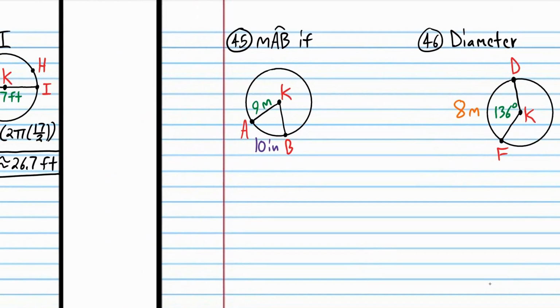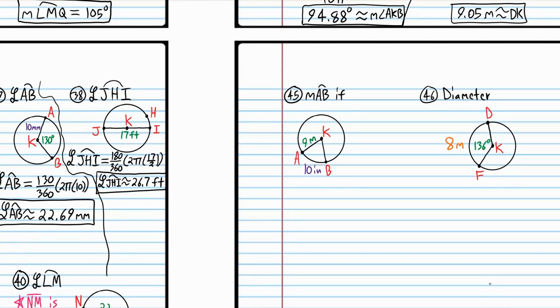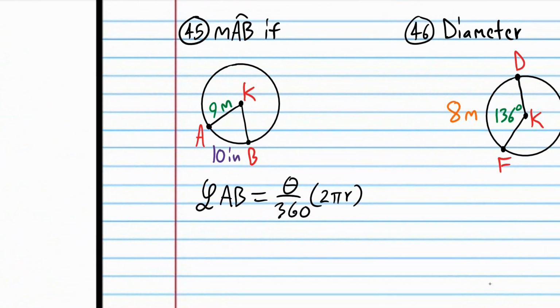All right, we're back. So the length of arc AB is equal to the central angle over 360 times 2 pi r. That's the formula that we're going to use. We know the length of arc AB is 10. We don't know the central angle, and we know that the radius is 9.